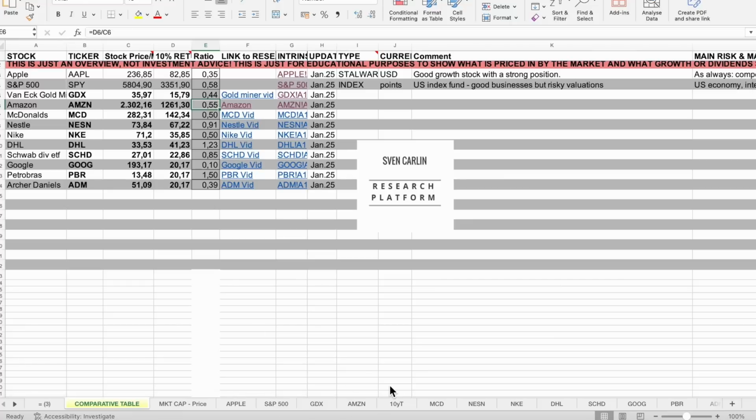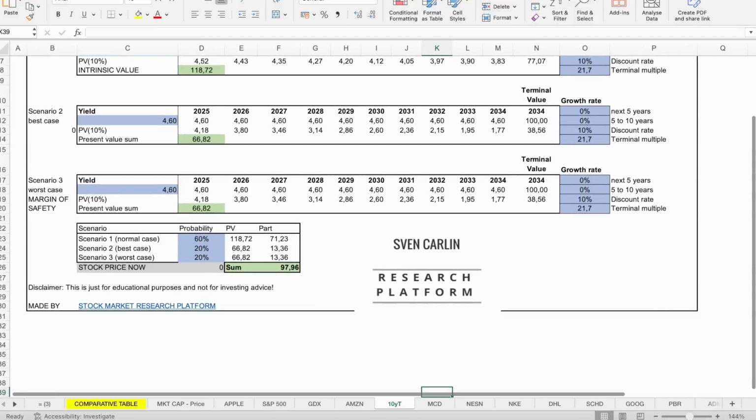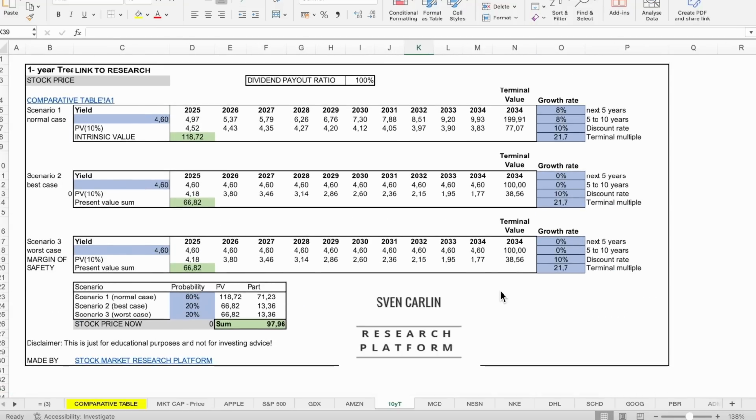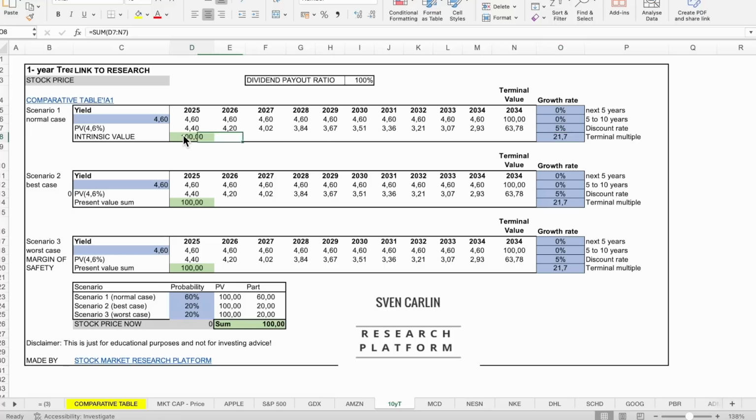I have not put it in the comparative table, but I have done, just for the exercise, the 10-year treasury to see how that would look in the table and valuation, what to expect. 4.6 is the yield. I have used the terminal multiple of 21.75 just to get to 100 here. The growth rate has to be 0. You invest 100 now, you get 100 back. The discount rate, of course, cannot be 10% because you know what your return will be, and the intrinsic value is 100. So that is how easy it is to calculate the coupons on the bond.